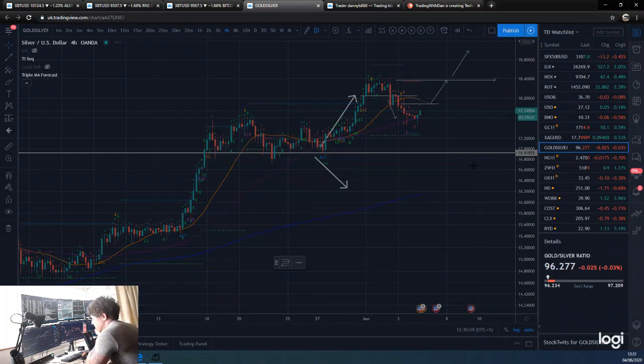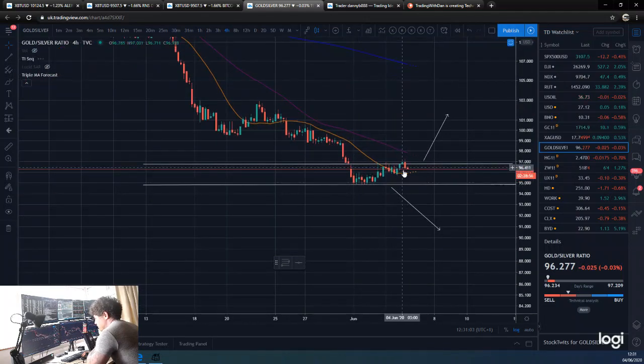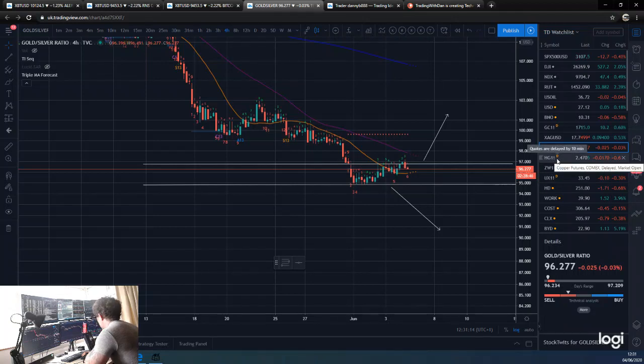If we go down though, if gold and silver do go down, I do expect this ratio basically to keep coming down, which means silver won't be as weak as gold. Get a bit of a move in Bitcoin here. But yeah, so that's kind of what I'm thinking there.